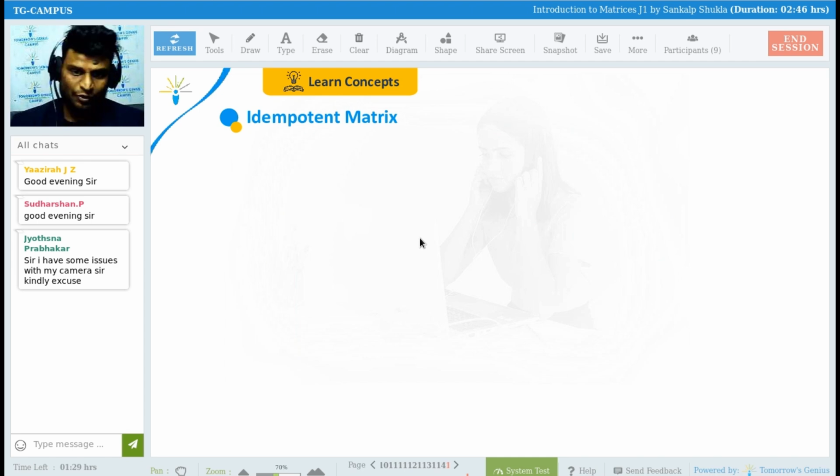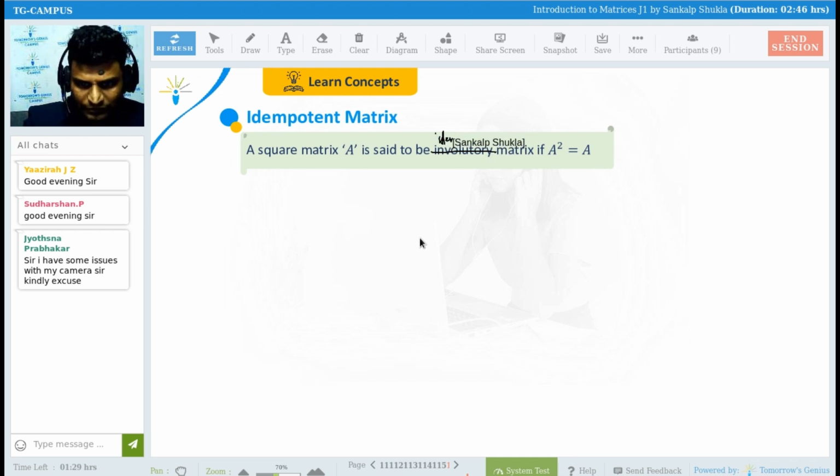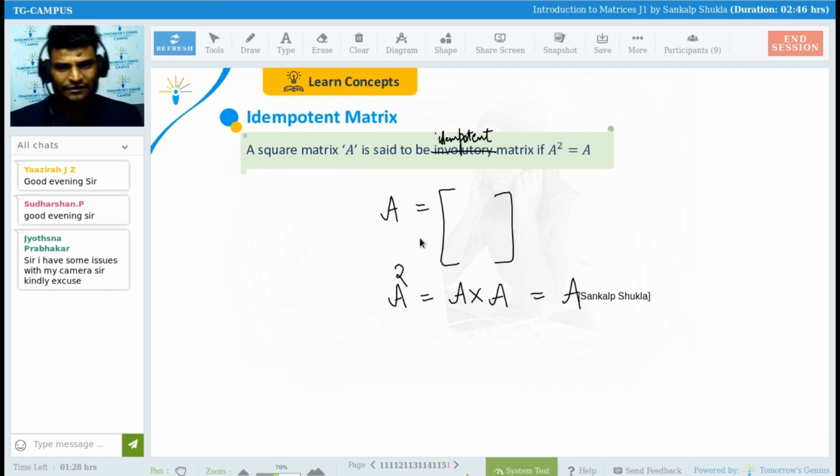Okay, next, this is a very important matrix, that is the idempotent matrix. This is not involutory, this is idempotent. A square matrix A is said to be an idempotent matrix if A square is equal to A. That means you have one matrix, and if you square it, meaning multiply the same matrix by itself, and the answer is still A, then it is said to be idempotent. Clear? Please note it down.